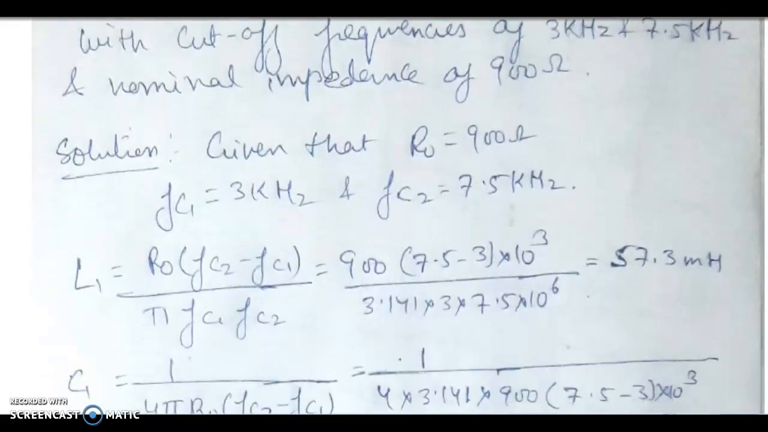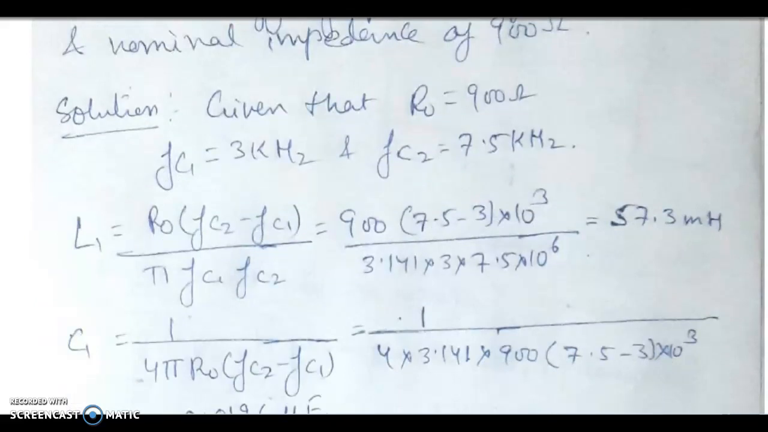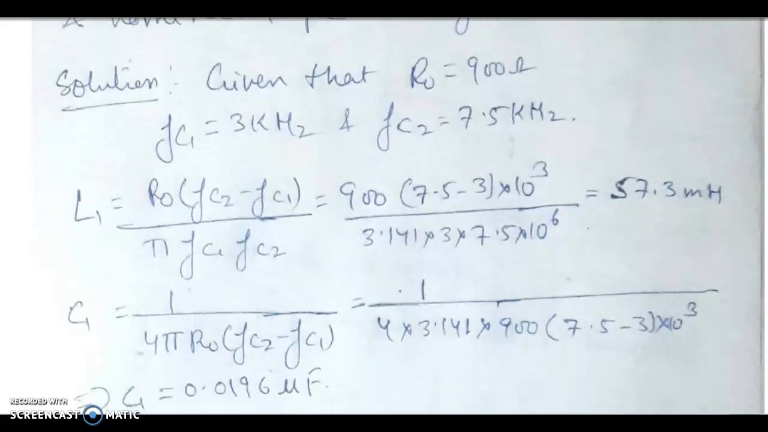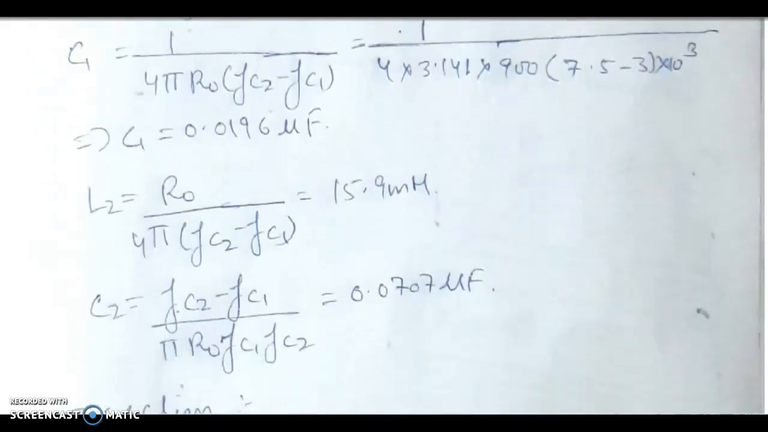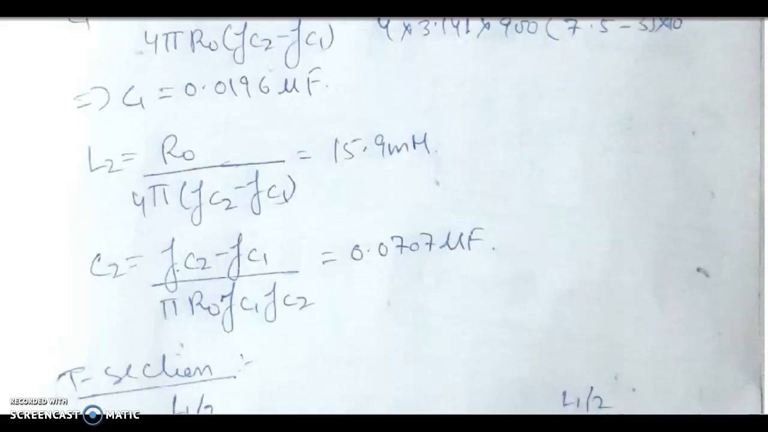So L1 is equal to R0 (Fc2 minus Fc1) upon pi Fc1 Fc2. So when we put the values, this L1 value will come to be 57.3 millihenry. Similarly, C1 will come as 0.0196 microfarad. L2 is equal to 15.9 millihenry and C2 is equal to 0.0707 microfarad.